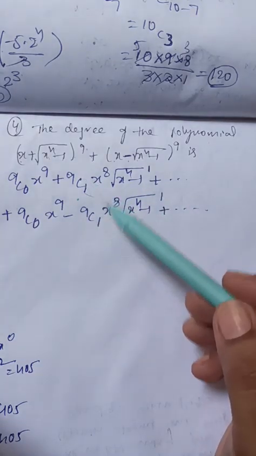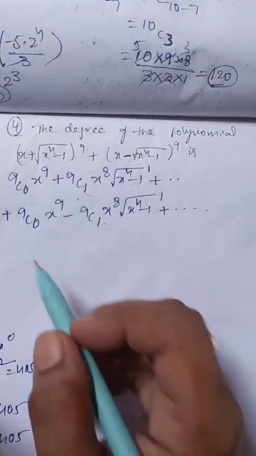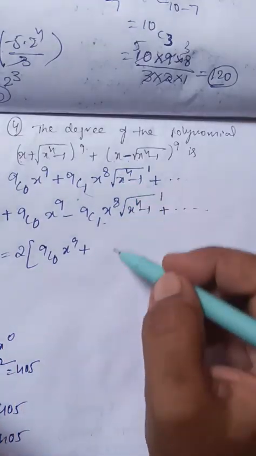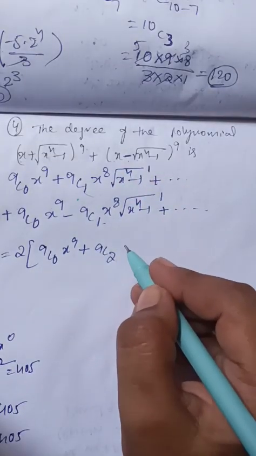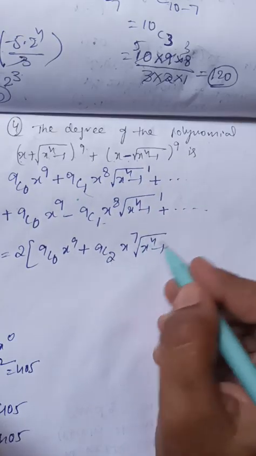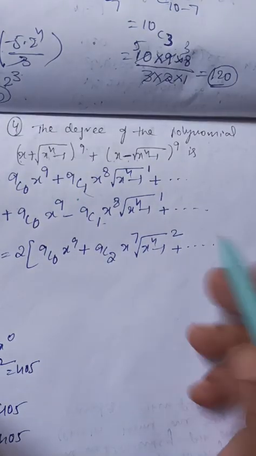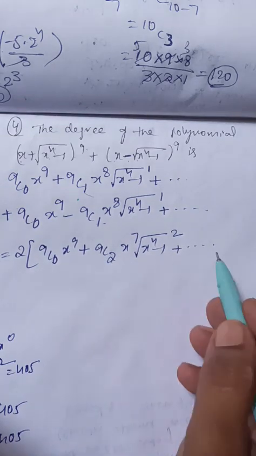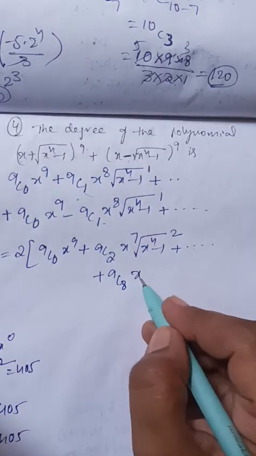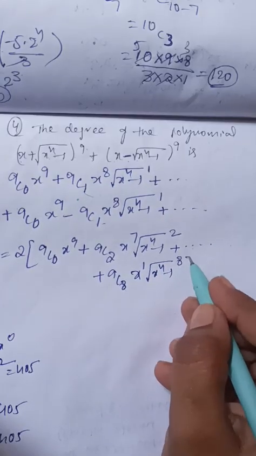Here the second term is cancelled, and the remaining terms are each twice. So 2 times 9c0 x power 9, and the second term is cancelled. The third term will be 9c2 x power 9 minus 2, that is 7, and the second part (x power 4 minus 1) whole power 2 plus so on, and the last term will be 9c8, since the terms are 9c0, 9c2, 9c4, 9c6, 9c8. 9c8 x power 9 minus 8 into (x power 4 minus 1 under root) whole power 8.